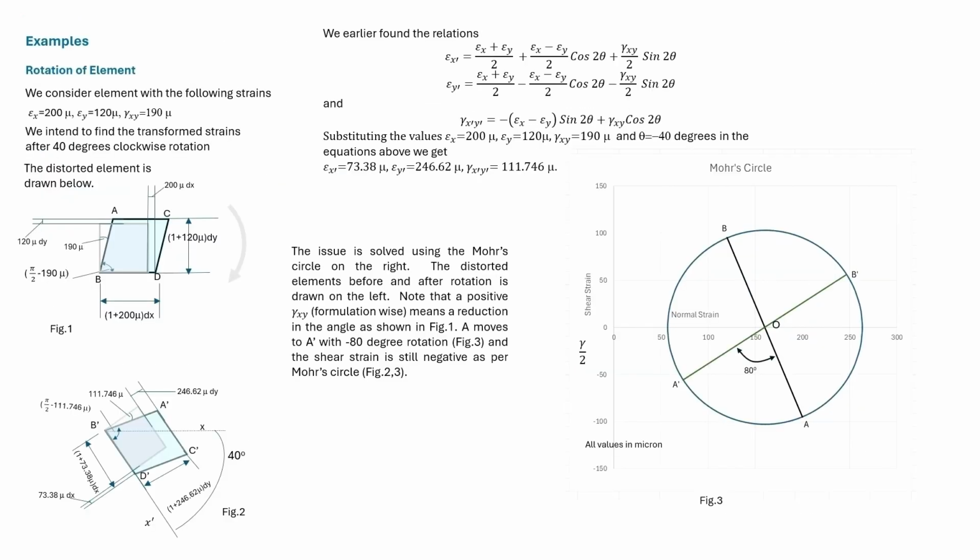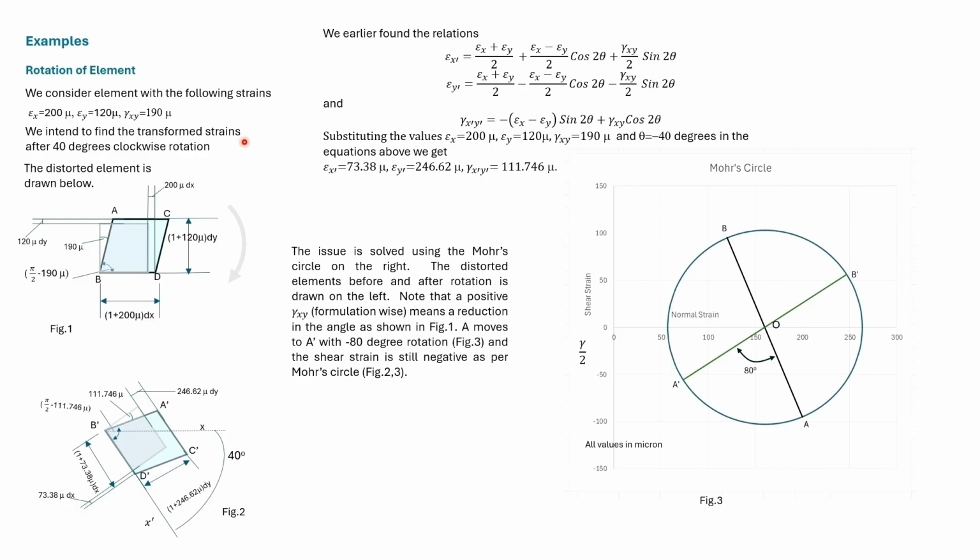We now consider examples of different types. First, we deal with rotation of an element. These are the normal and the shear strains of the element. So the element gets extended both in the x direction and the y direction, and there's a reduction of the right angle. Often when discussing strains, we do not use the word micron. It is considered to be understood. So in this case, we can use the number 200 or 120.